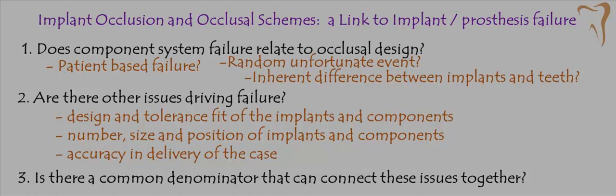Two, are there other issues driving failure in this situation other than occlusal design? And the next three are design and tolerance fit of the implants and the components. Dr. G just showed some components that had limited screw function. And so that's the implant manufacturer's end and what we choose. The number and size and position of implants and components, of where we put these implants and how we distribute the loads, is on us. And accuracy and delivery of the case and taking cases to completion, that's also on our plate. And there's a third question I asked in this: what's the common denominator, or is there a common denominator that we can hook all these things together? And I believe there is.